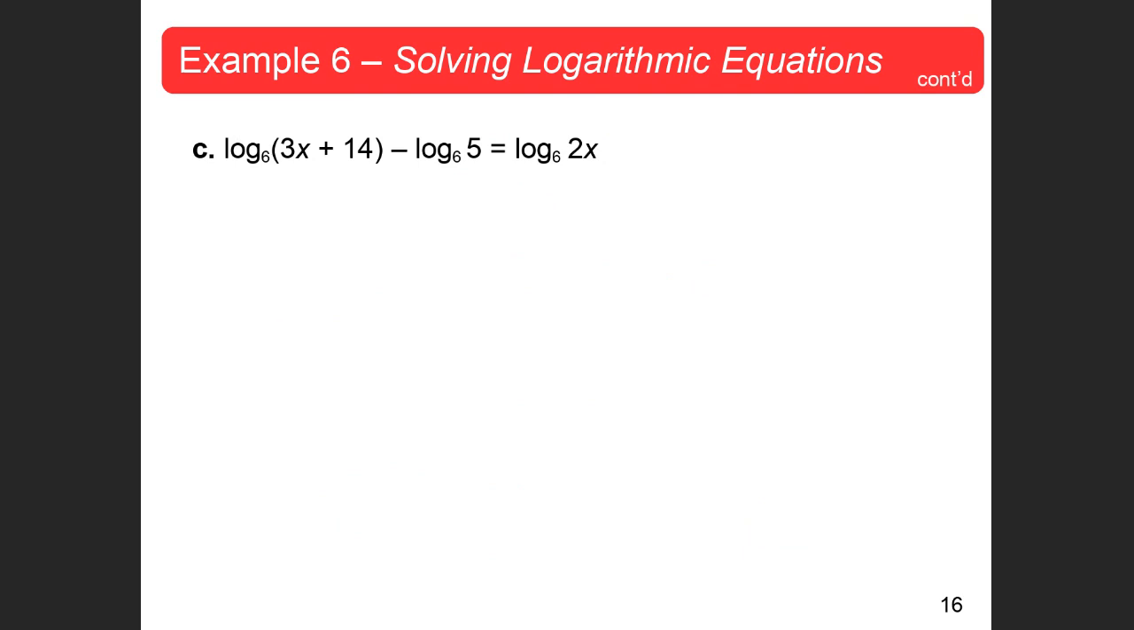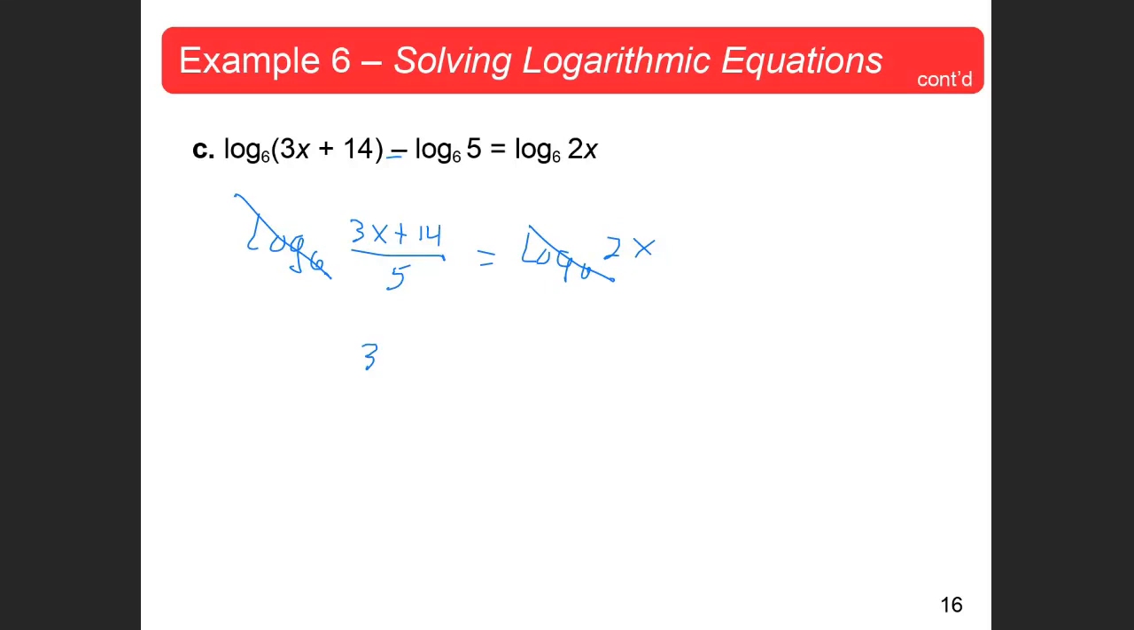Now, sometimes you're going to get logs like this, where you have more than one log on both sides. You can't cross them off then. The only time you can use that one-to-one property is if you have one log on both sides. So now I'm going to condense this. Remember, if you have a minus sign, I can rewrite this as a single log. Log base 6 of the 3x plus 14 over 5. Remember, if you have a minus, it's just divide, is equal to log base 6 of 2x. Now I have a single log on both sides, so I can cross them off.